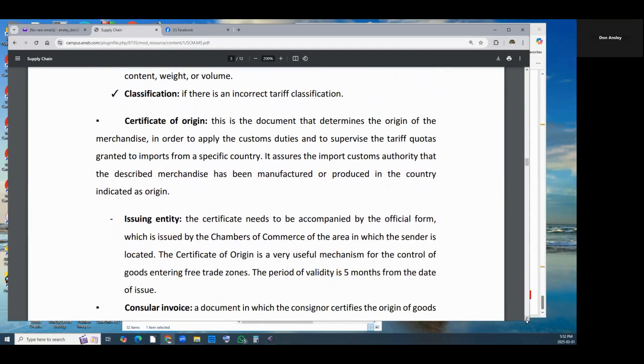Certificate of origin. This is the document that determines the origin of the merchandise in order to apply the customs duties and supervise the tariff quotas granted to imports from a specific country. It assures the import customs authority that the described merchandise has been manufactured or produced in the country indicated of origin.